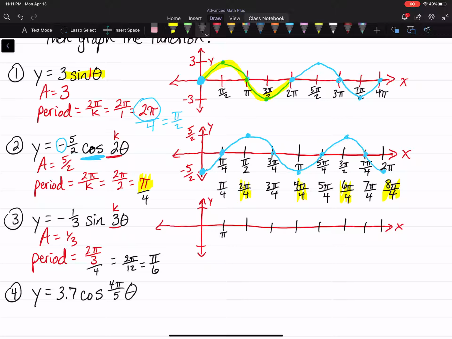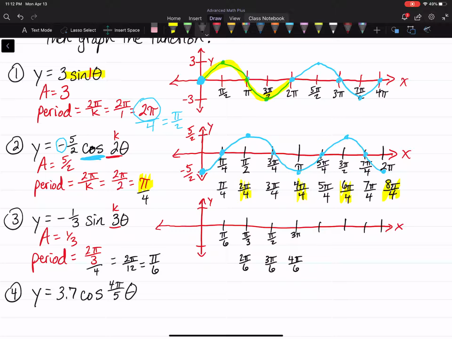So this is pi over 6. I'm going to bring it down here. The next one would be 2 pi over 6, which reduces to pi over 3. The next one is 3 pi over 6, which reduces to pi over 2. And finally we get 4 pi over 6, which reduces to 3 pi over 2.